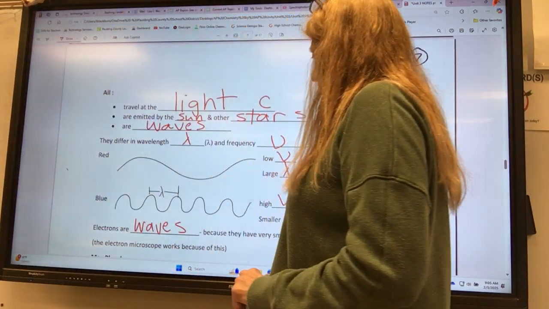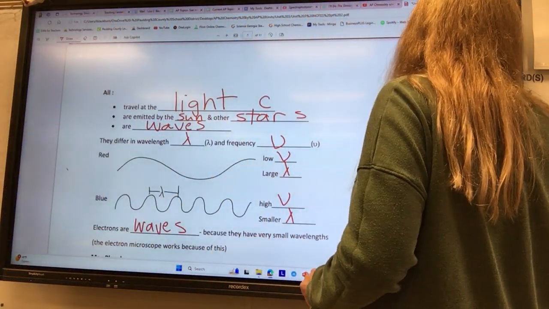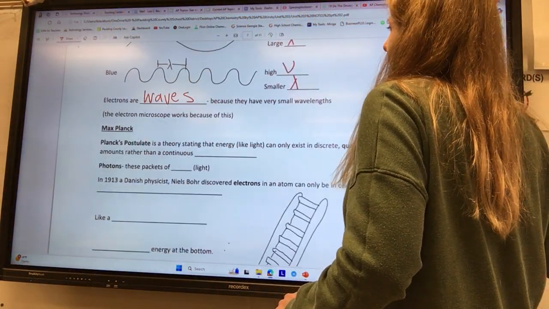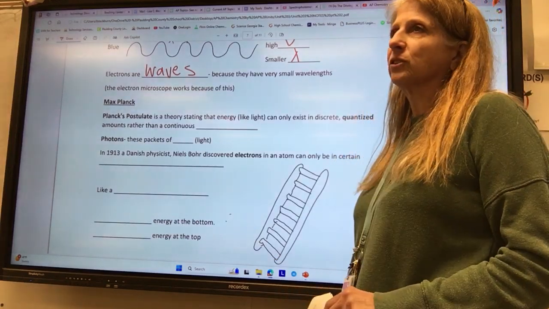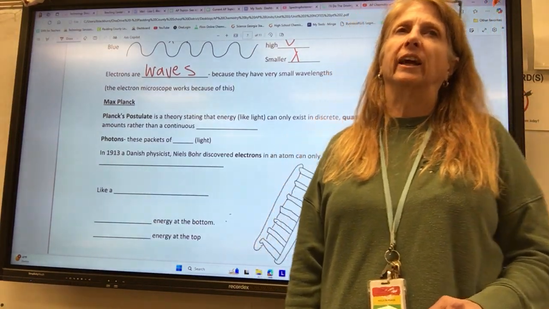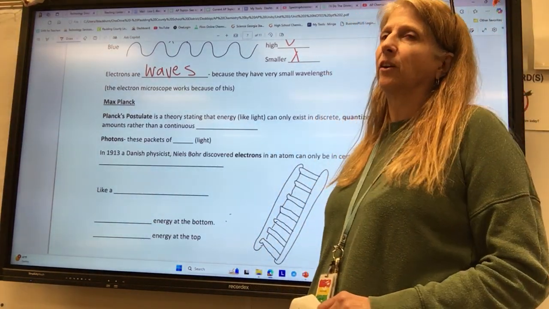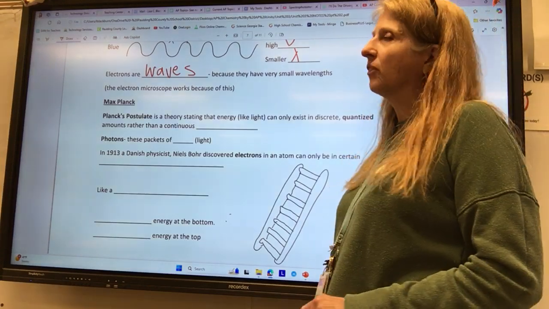They have a very small wavelength, and the electron microscope works because of this. So the dual nature of light, the dual nature of electrons, they're similar. They're connected, photons and electrons.